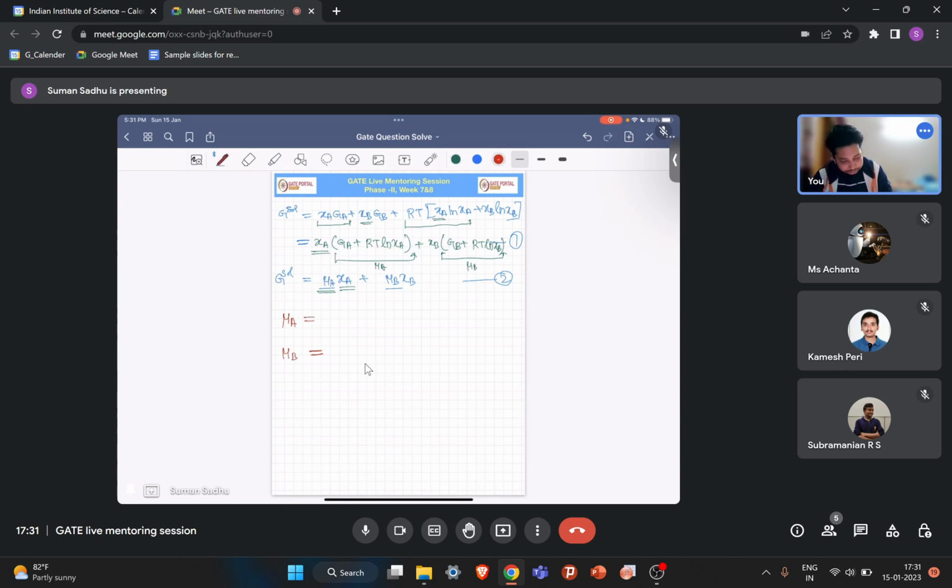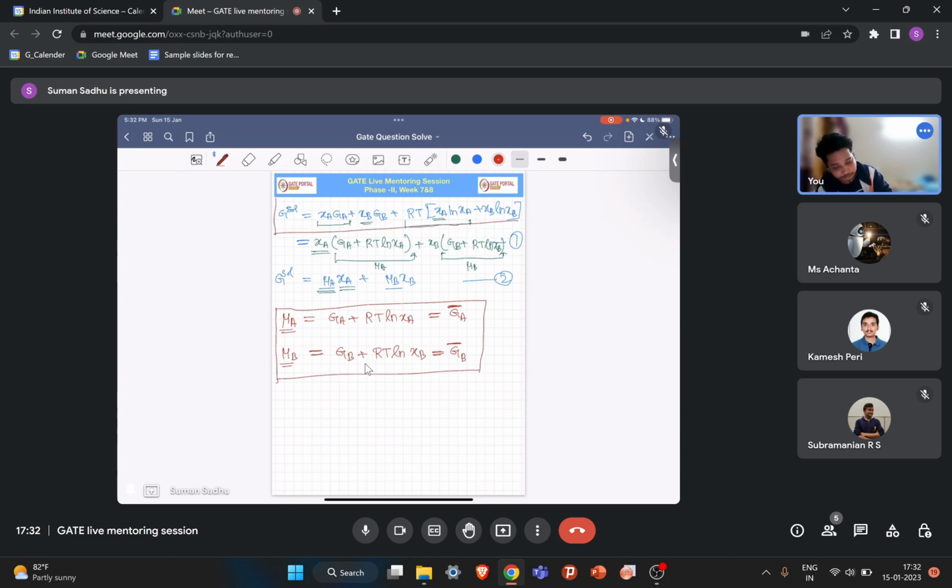So we can write mu A is GA plus RT ln XA, and mu B is GB plus RT ln XB. And as I told earlier also, mu A is also known as partial molar free energy of A, and mu B is also known as partial molar free energy of B. The partial term is denoted as G bar, GA bar or GB bar. So these are the two important equations, and also this equation is important.